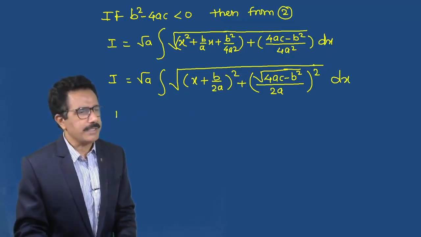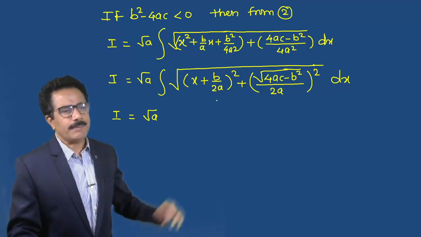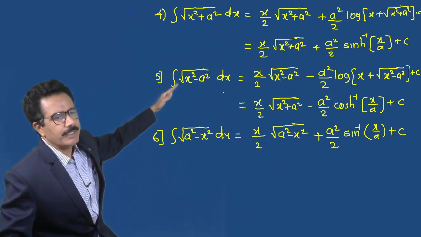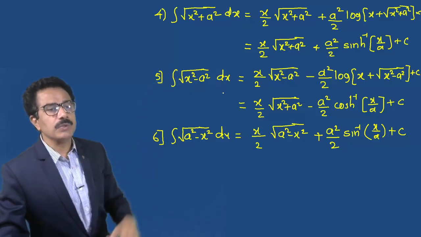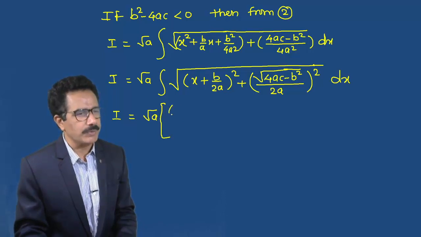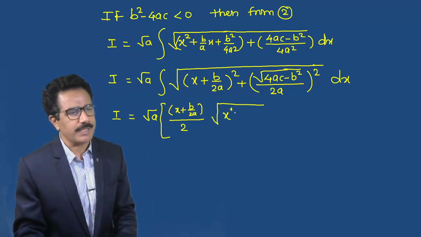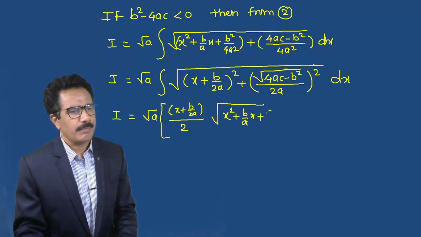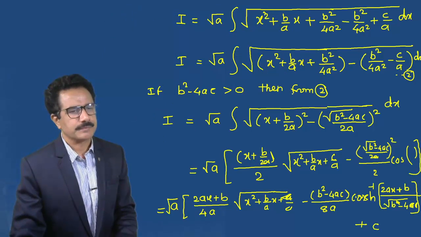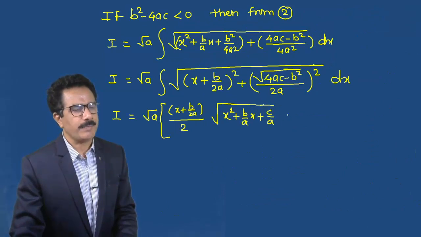So I is equals to integration of a root a, now see which standard form it is: x square plus a square, x square plus a square means x by 2 into root x square plus a square. So we can write x by 2, x plus b upon 2a upon 2 into root x square plus a square, that can be written as a x square plus b by a into x plus c by a. Also minus, let's see what comes.